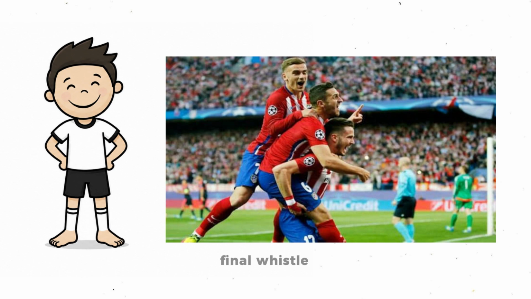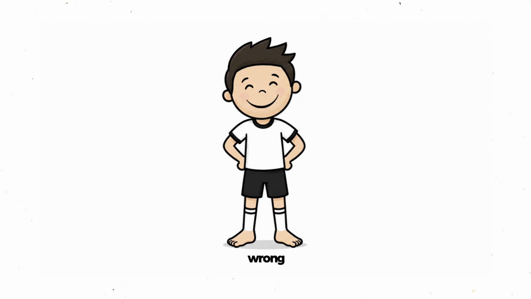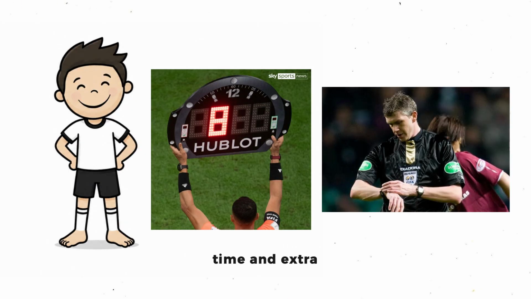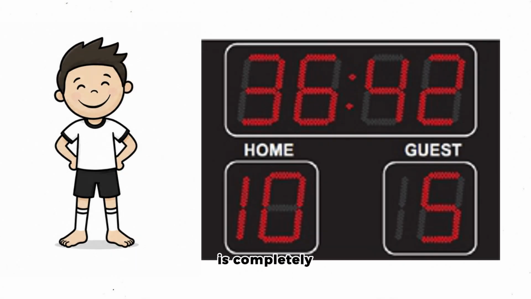Now, one very important thing I need to clear up, because a lot of new fans get this wrong. Stoppage time and extra time are not the same thing. Stoppage time is those few extra minutes added at the end of every half, the 90 plus 4, the 90 plus 7. That happens in every single game. Extra time is completely different. Extra time is an additional 30 minutes, 2 periods of 15 minutes each, that only happens in knockout games when the score is still tied after 90 minutes.